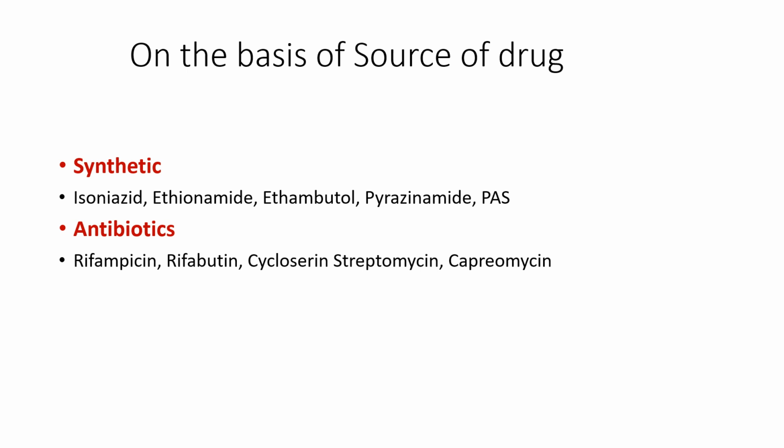On the basis of source of drug, the classification could be synthetic anti-TB agents and anti-TB antibiotics. So which are the synthetic anti-TB agents? Isoniazid, ethionamide, ethambutol, pyrazinamide and para-amino salicylic acid. Whereas under antibiotics we have Rifa drugs. Rifa drugs may be only two drugs as per the PCI syllabus, rifampicin and rifabutin. Then cycloserine is the third drug, and next two are the aminoglycoside antibiotics, that is streptomycin sulfate and capreomycin sulfate.